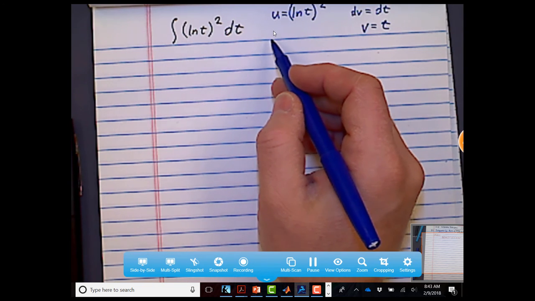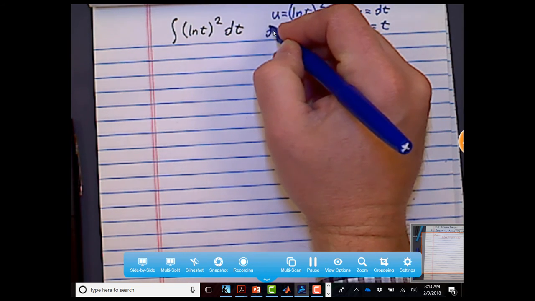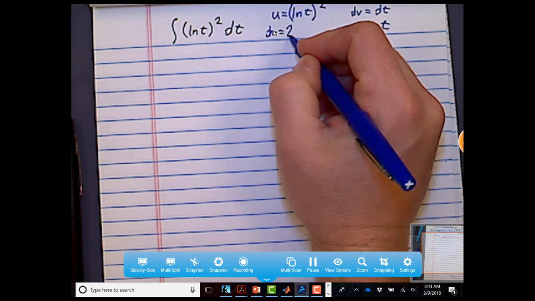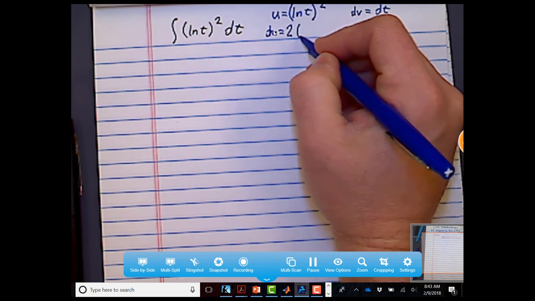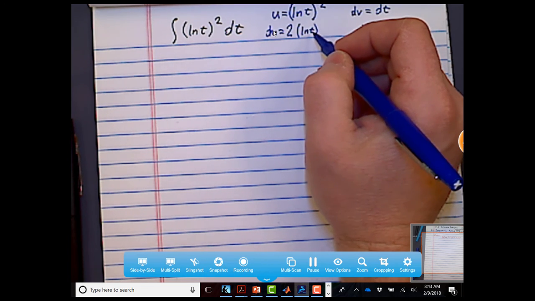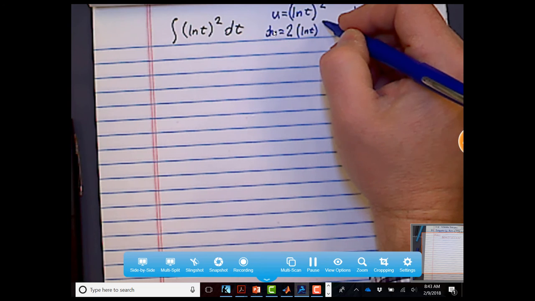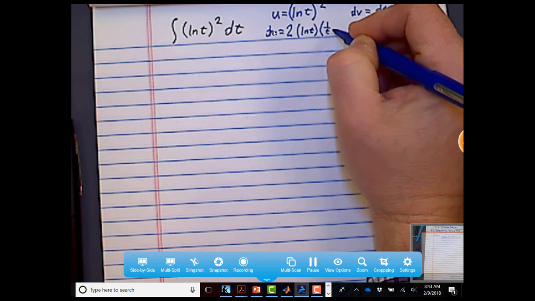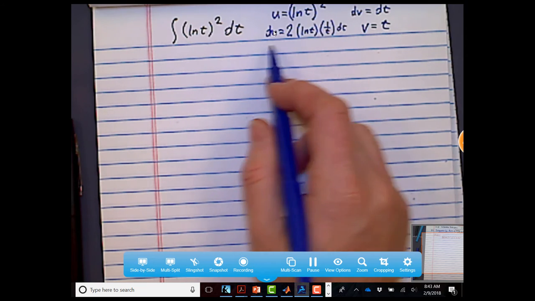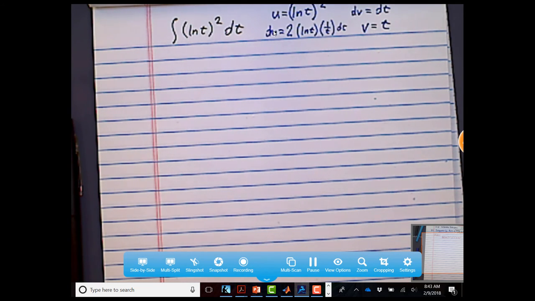And now to do du, I use the chain rule here, the power rule, really. Bing, bing, bong. Bing, I write the 2 down. Bing, I have the natural log of t to the first power. And then bong, I multiply by 1 over t, because that's the derivative of natural log of t. So you get this big, long expression for du.